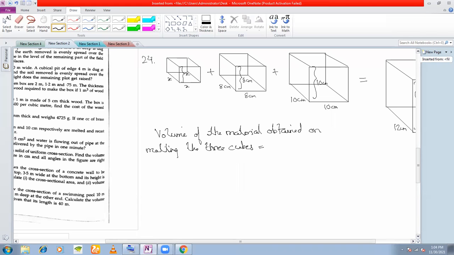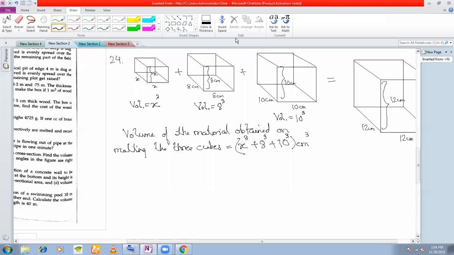is equal to volume of the first cube. What is the volume here? X cube, right? What is the volume here? 8 cube. What is the volume here? 10 cube. So what is the total volume? X cube plus 8 cube plus 10 cube, right? This much centimeter cube. And it is being made into a cube of side 12 centimeter. That means all the material is being utilized to make this cube of edge 12 centimeters. That means what is the volume of the resulting cube?